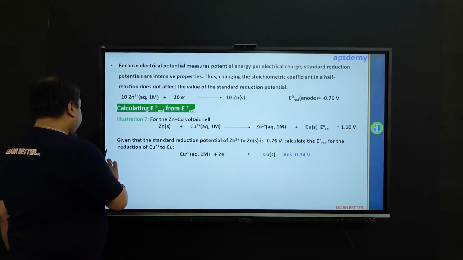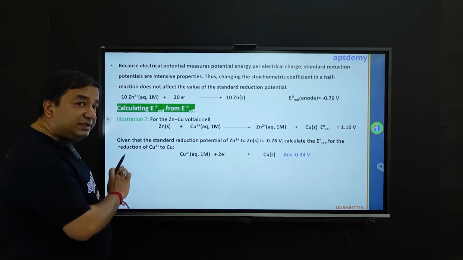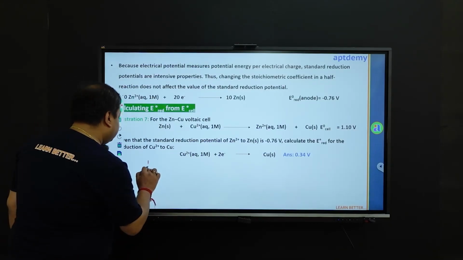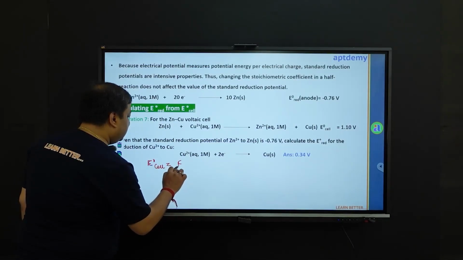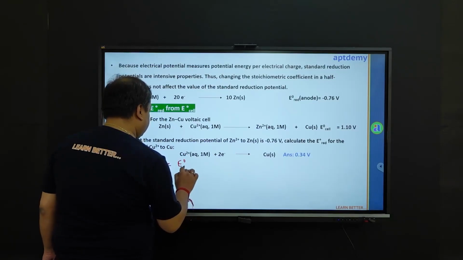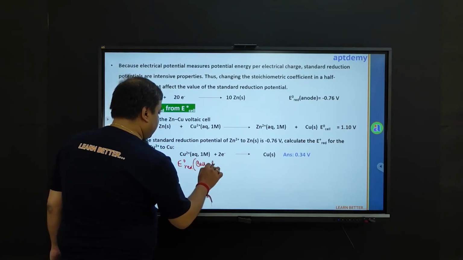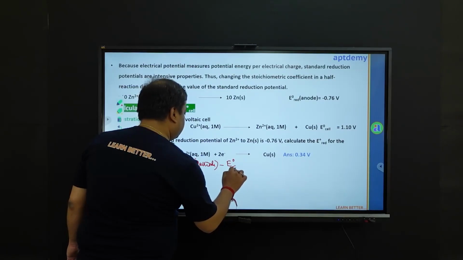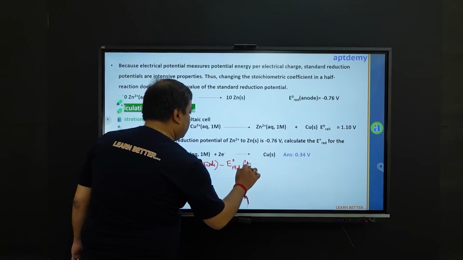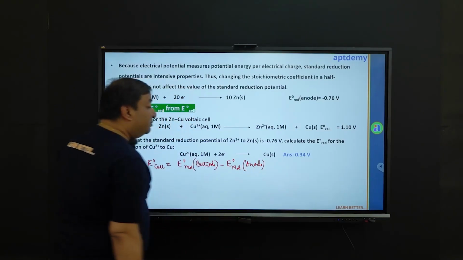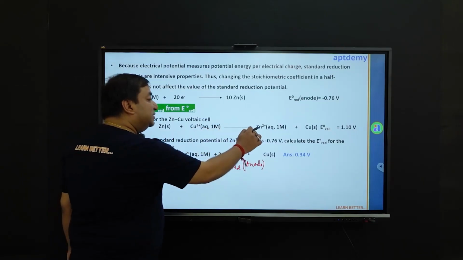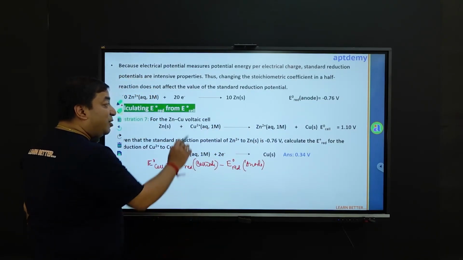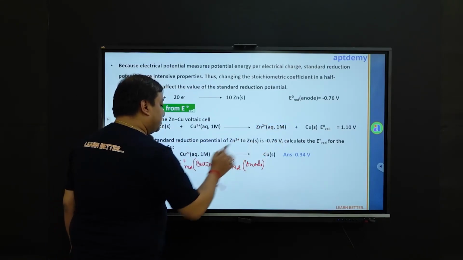So we have already studied the equation, and that is E0 cell equals E0 red cathode minus E0 red anode. Anode means oxidation. So here zinc is oxidized to zinc 2+, so that will be the anode, and copper 2+ getting reduced to copper, so that will be the cathode.